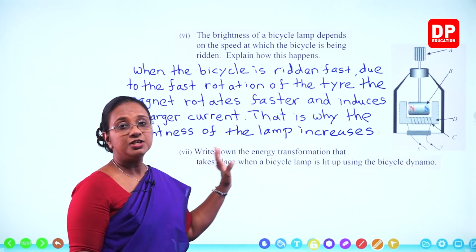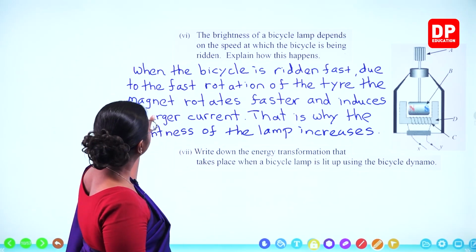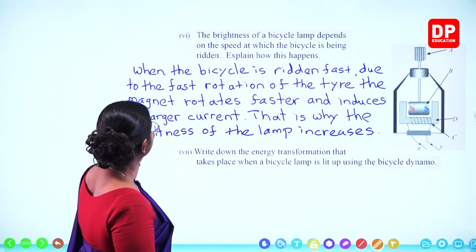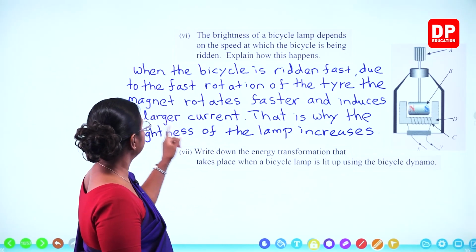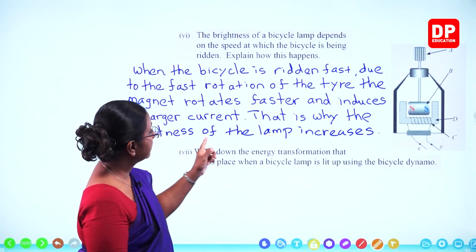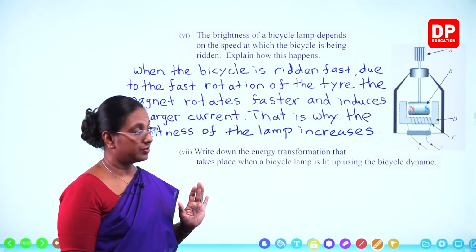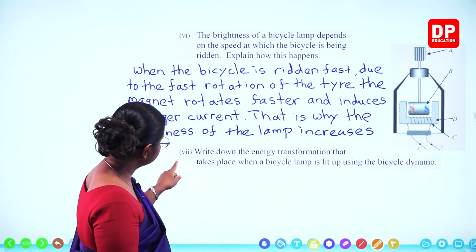So I have written a short explanation, very brief. When the bicycle is ridden fast, due to the fast rotation of the tire, the magnet rotates faster and induces a larger current. That is why the brightness of the lamp increases. Is that clear, students? So then, the next part, 7.